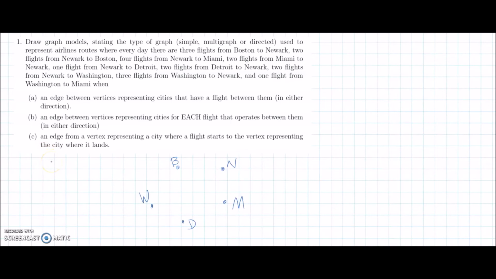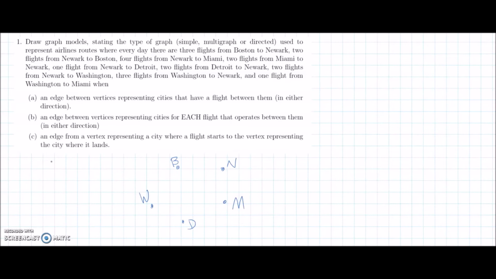All right, this first example wants us to draw some graph models and tell whether it's a simple graph, a multigraph, or a directed graph to represent airline routes. So here's the really neat thing. I've drawn vertices for each of the cities: Boston, Newark, Miami, Detroit, and Washington. Notice these aren't geographically accurate. Boston is not northwest of Detroit, but that's okay because the graph model doesn't depend on that. We can still draw it this way.